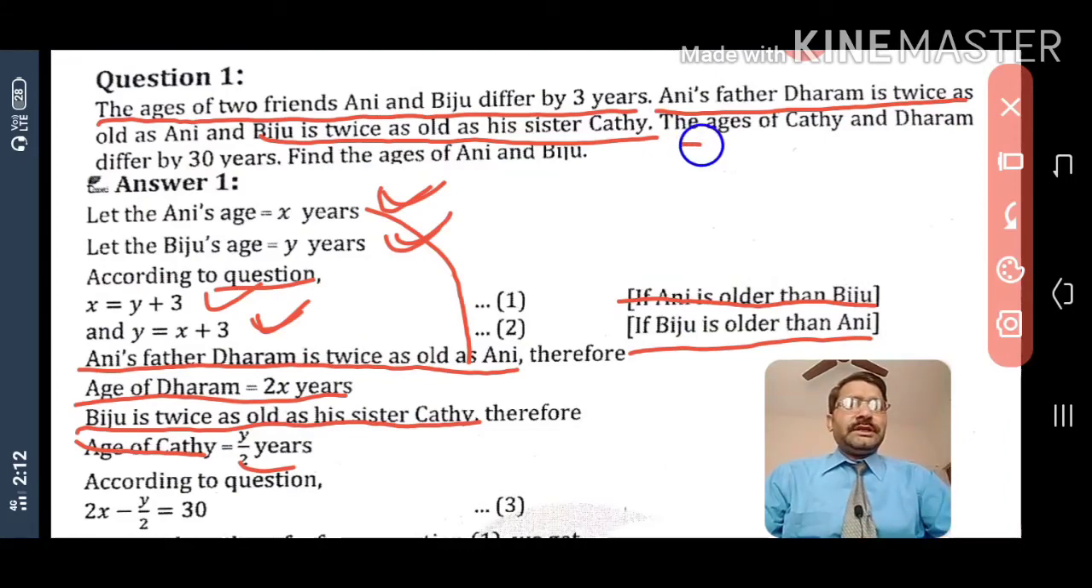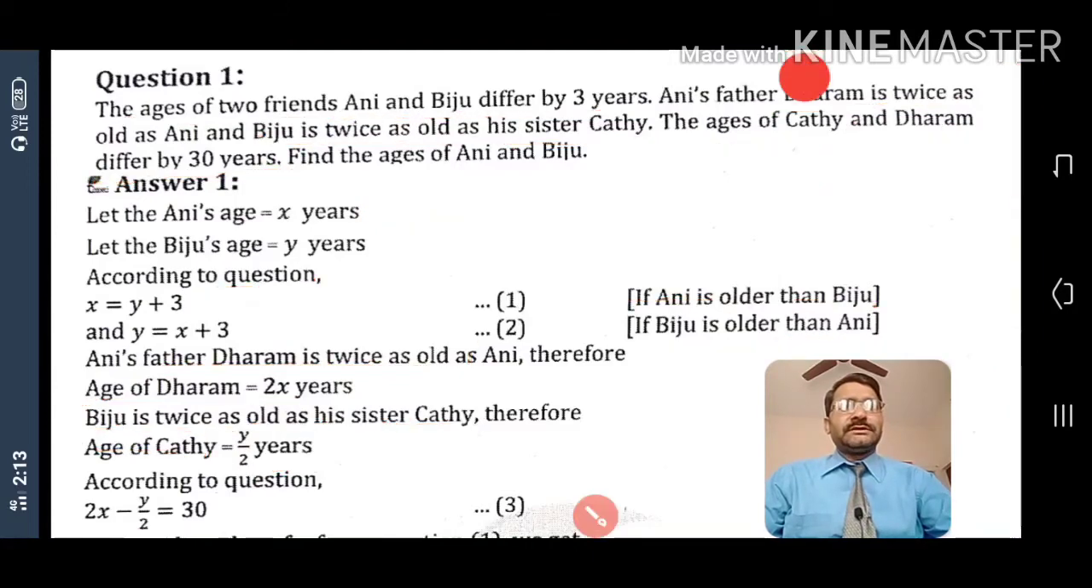Next it is given that the ages of Kathy and Dharam differ by 30 years. Dharam is older than Kathy, you can see. So here, the age of Dharam minus the age of Kathy, means 2x minus y by 2, equals 30. So this we have to solve first.